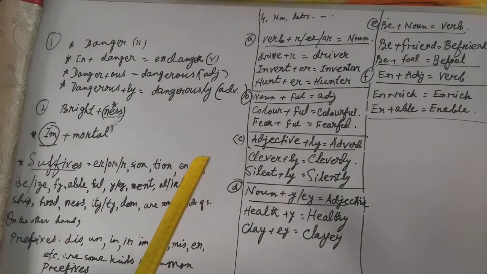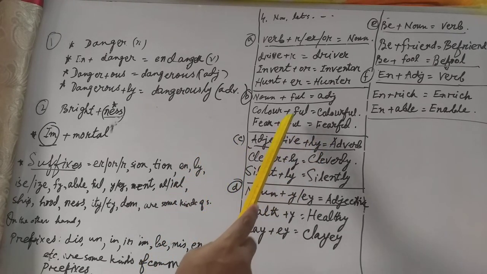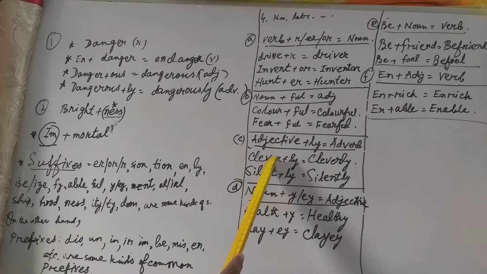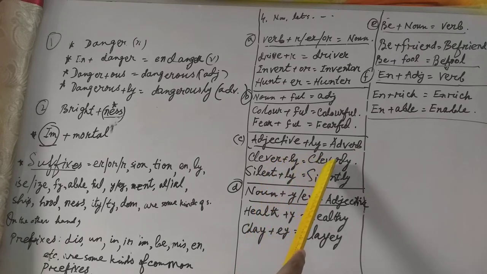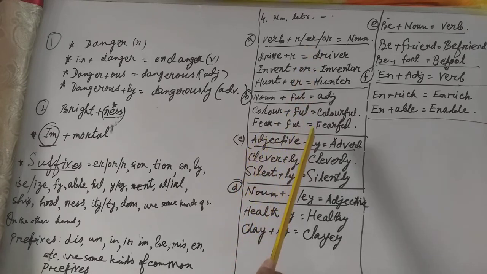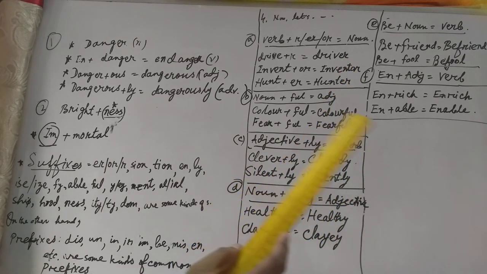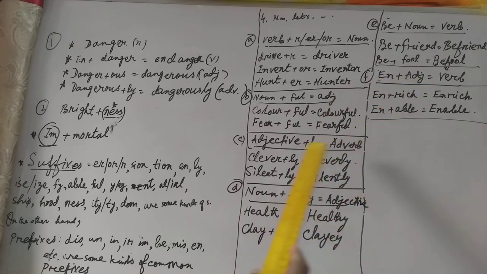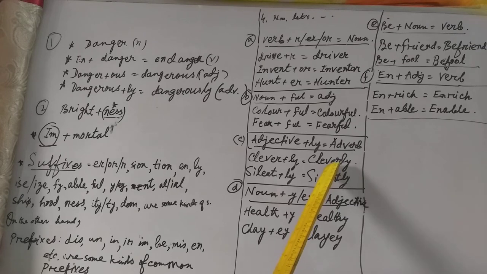We can go to another form, that the basic word should be clever, and if you add ly with it, then the word becomes an adverb. That is, if you add ly with an adjective, and the adjective is a root word, then the word becomes an adverb. Now you can see clever. Clever is an adjective. If you add ly with this word, then the word becomes cleverly. And cleverly is an adverb.